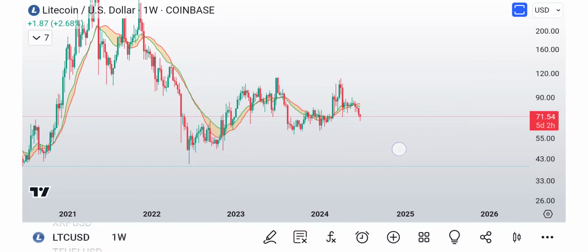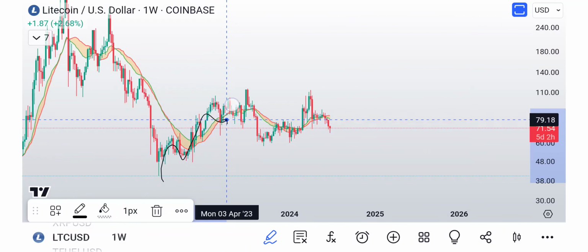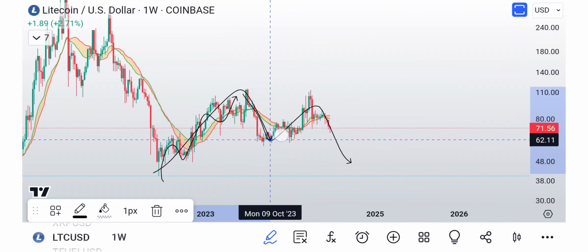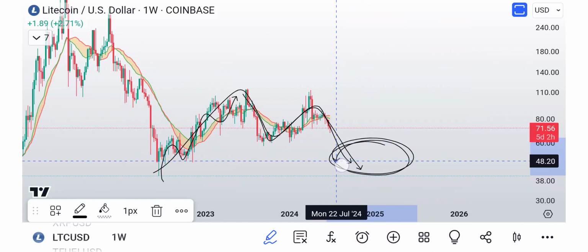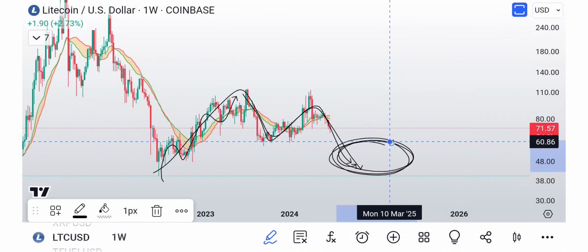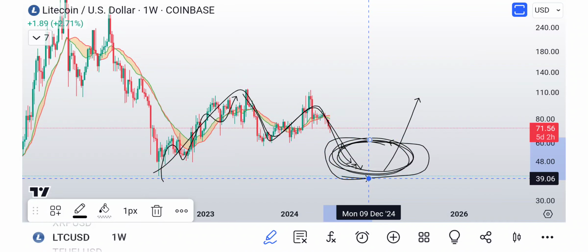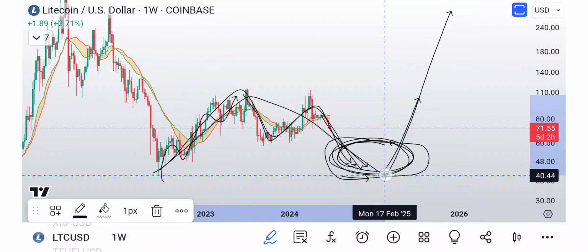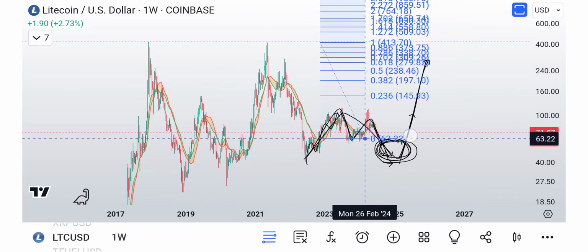If Bitcoin has that ABC correction, then this is probably 1, 2, 3, 4, 5, A, B, C, right? So we have a 1, and this whole thing is a 2, and that would be an incredible buying opportunity somewhere around that mid $40 range, right? And then build a base, and that would be the final dump before the big pump, right? So you have a 1, 2, and then we go up massively in a wave 3. So that should do it for Litecoin.